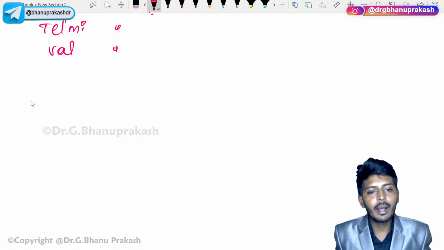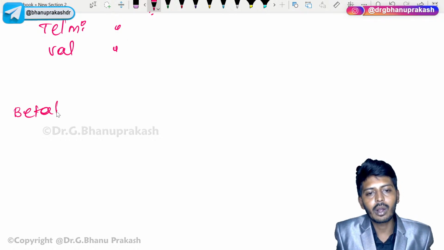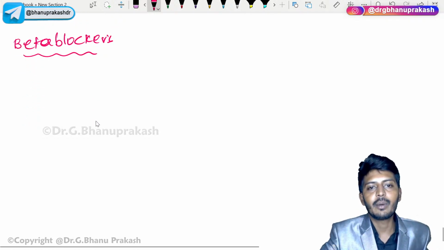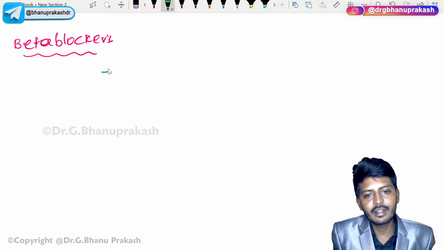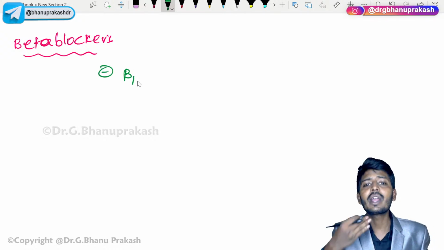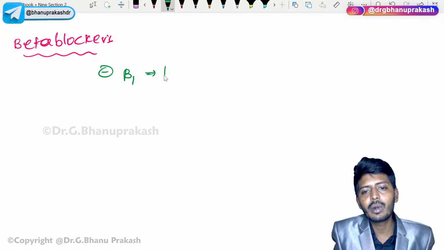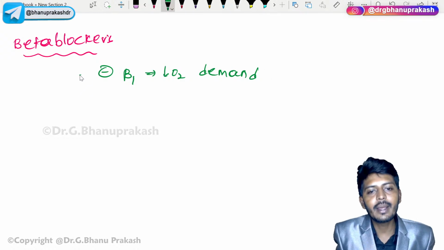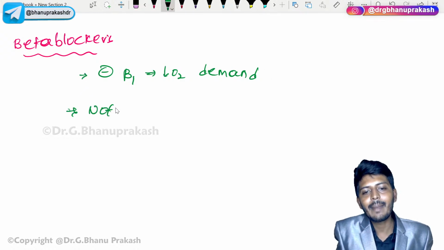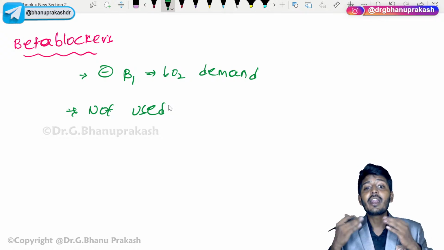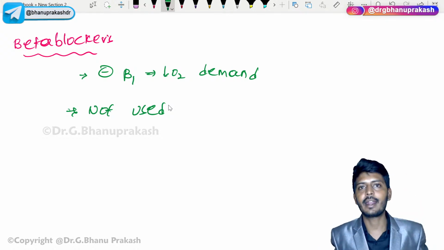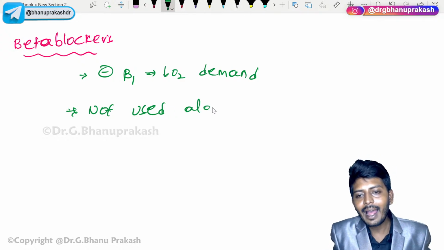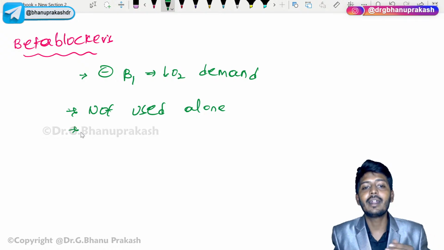We can use beta blockers. Please remember, the clinical aspect most importantly asked is that these drugs first block the beta 1 receptor. If they're blocking the beta 1 receptor, they automatically decrease the O2 demand of the heart. They're not used as monotherapy. Whenever a patient has heart failure, we are not going to use only a beta blocker as the drug for treatment of heart failure. So what exactly are we going to do? Not used alone, but rather we combine them with other drugs.